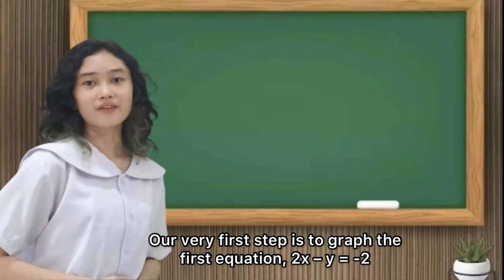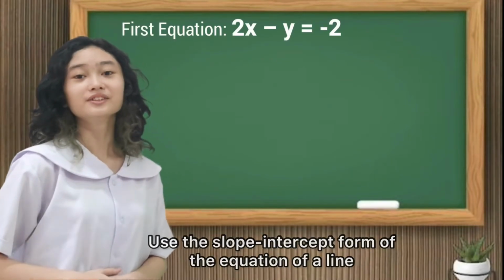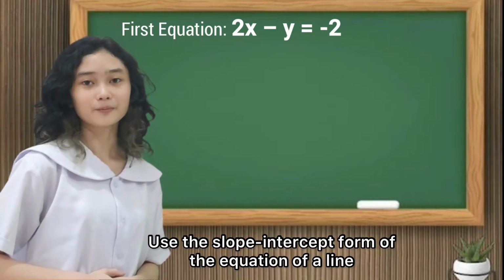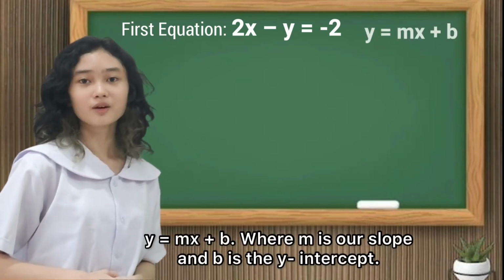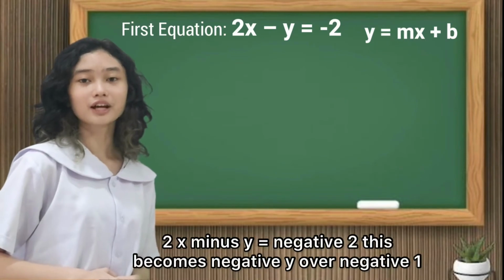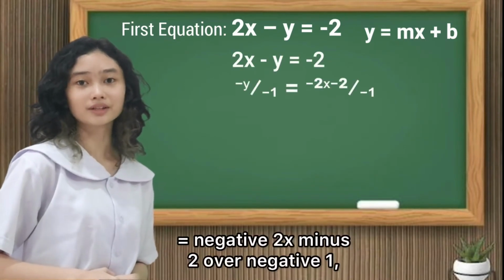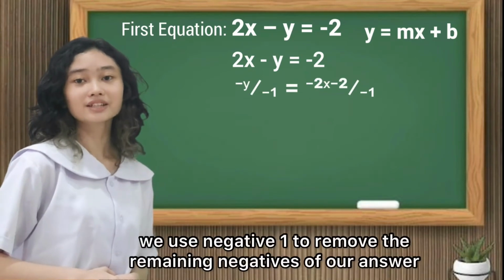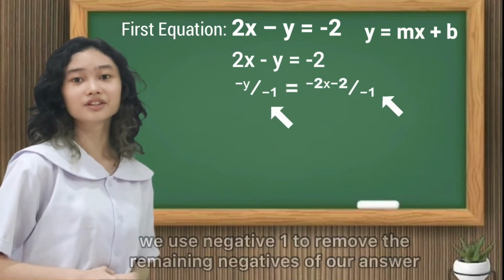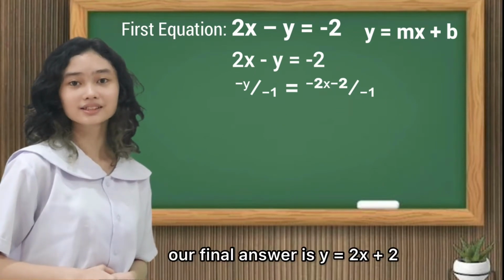Our first step is to graph the first equation, 2x minus y equals negative 2. Use the slope-intercept formula for the given line: y equals mx plus b, where m is the slope and b is the y-intercept. 2x minus y equals negative 2 becomes negative y over negative 1 equals negative 2x minus 2 over negative 1. We divide by negative 1 to remove the remaining negatives in order to get the final result. Our final answer is y equals 2x plus 2.